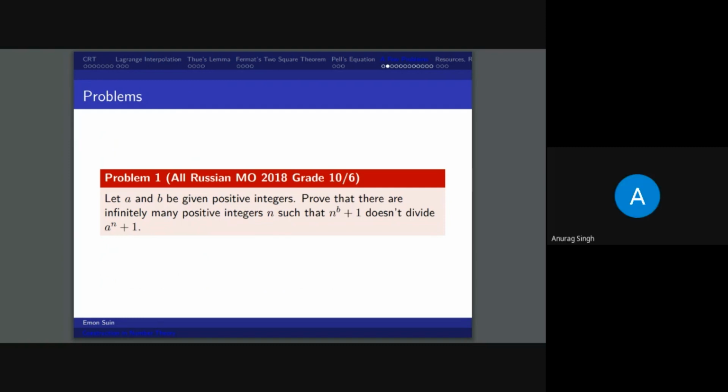Sorry, but I'm asking an abbreviation related question. What does grade 10 by 6 mean? Well, okay, grade 10 by 6 means, if you have solved all Russian mathematical Olympiads, then we'll see that there are different grades: grade 8, grade 9, grade 10. Grade 10 by 6 means grade 10 problem 6. Okay, thank you.